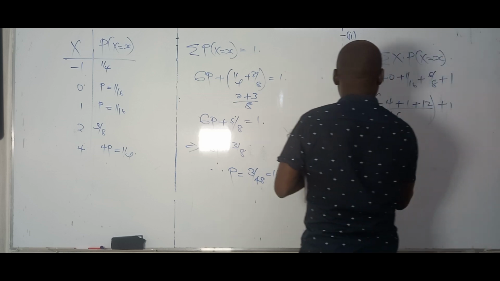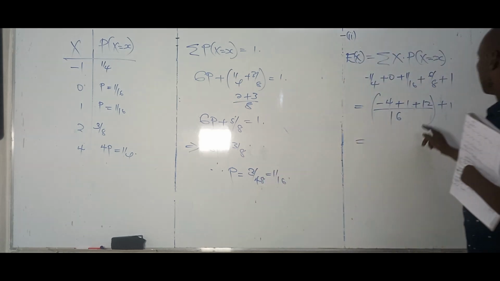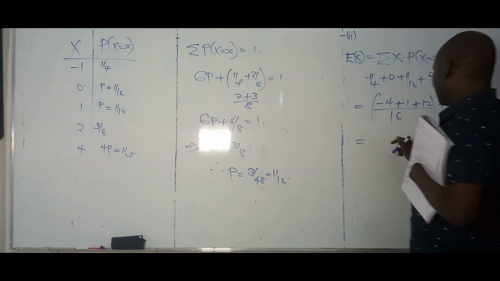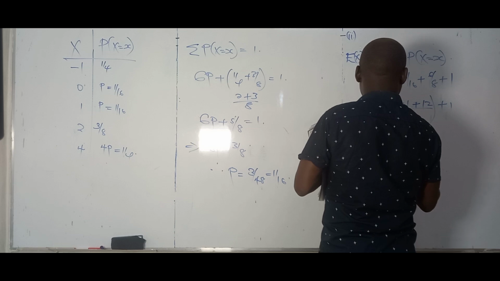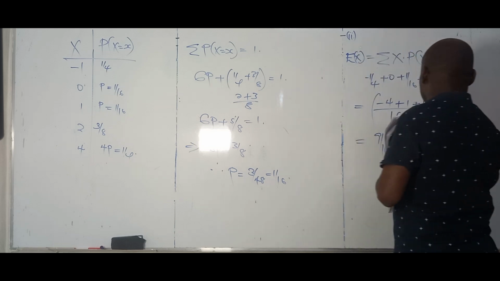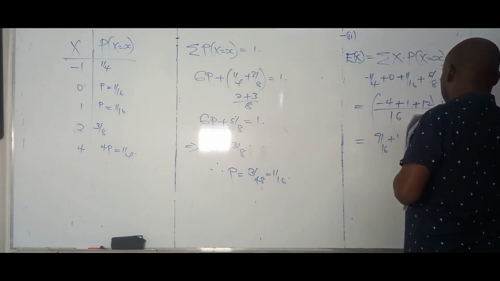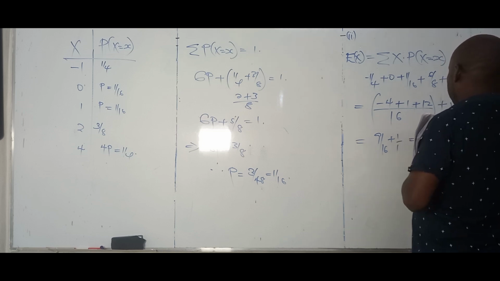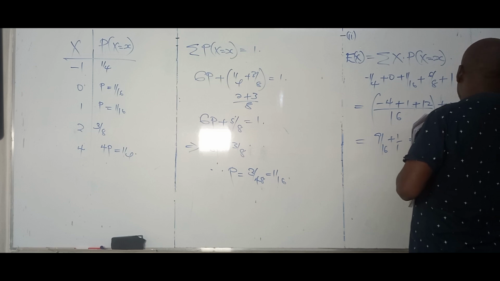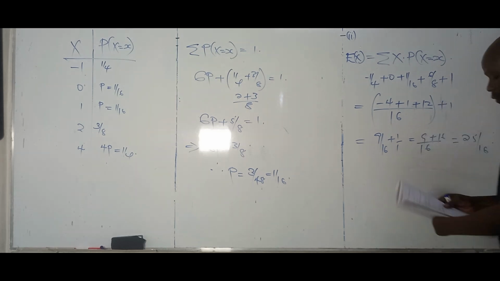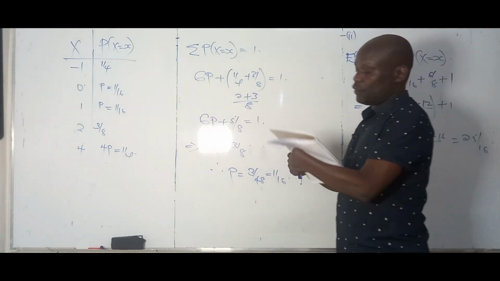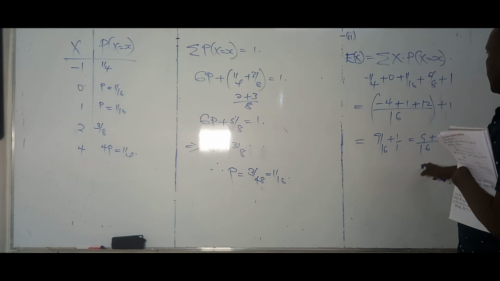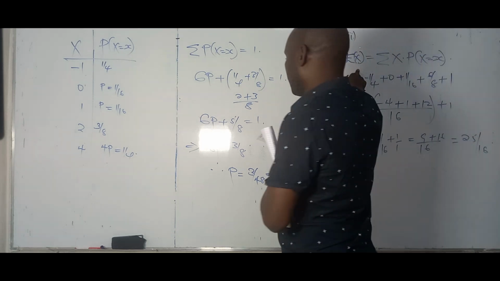That should give me, so 12 plus 1, that's 13. 13 minus 4 is 9, so that's 9 over 16. 9 over 16 plus 1, if the LCM is 16, that will be 16 plus 9. So it's 25 over 16. 25 over 16 is the mean. That's the expected value.